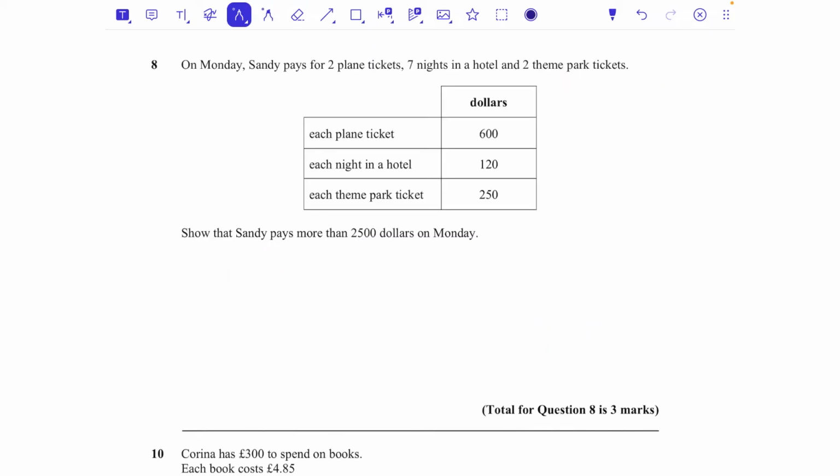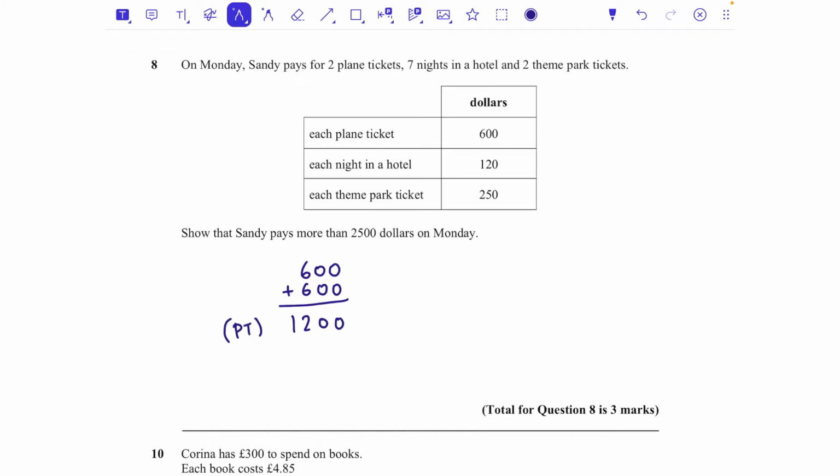Question number 8. On Monday, Sandy pays for 2 plane tickets, 7 nights in a hotel and 2 theme park tickets. Each plane ticket costs $600, each night in the hotel is $120, and each theme park ticket is $250. Show that Sandy pays more than $2,500 on Monday. So she's buying 2 plane tickets, so we need to do 600 times 2, or if you would rather, you can do 600 add 600. So that's 1,200 for the plane tickets.